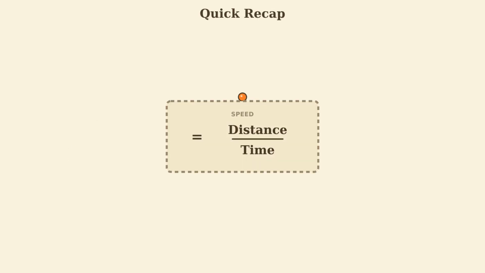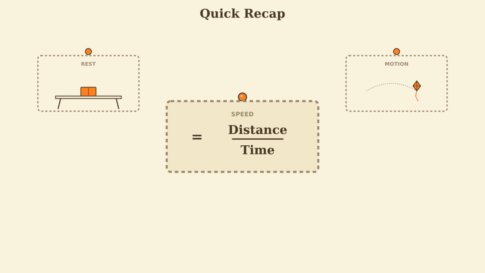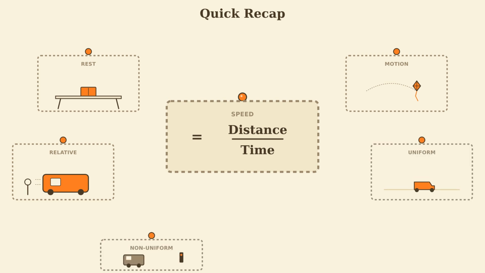Let's lock this in with a quick recap. Rest means no change in position, motion means continuous change in position, and both are judged relative to a reference point you choose. Motion can be uniform, non-uniform, or circular, and speed, calculated as distance over time, gives us the numbers behind it all.